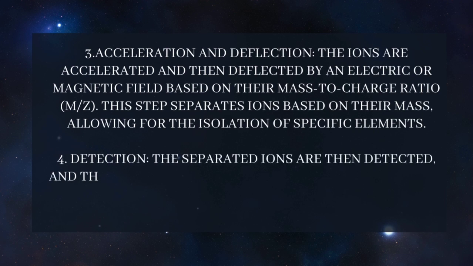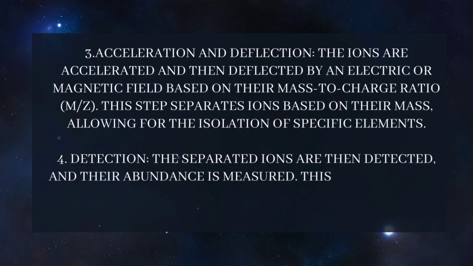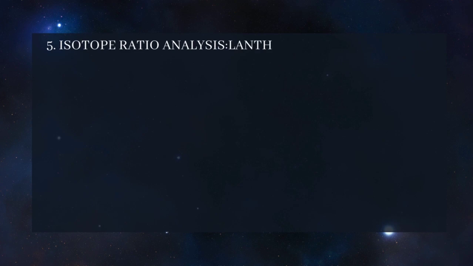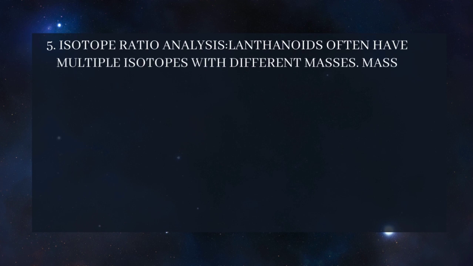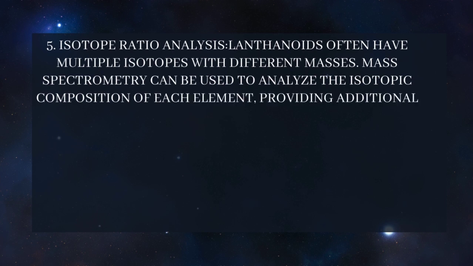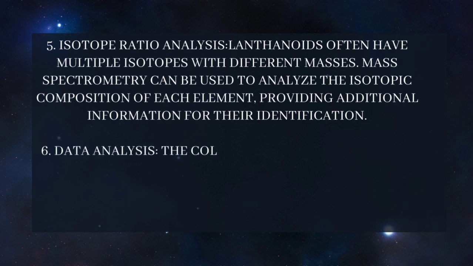Step 4. Detection. The separated ions are then detected and their abundance is measured. This data is used to identify and quantify the different elements present in the sample. Step 5. Isotope ratio analysis. Lanthanoids often have multiple isotopes with different masses. Mass spectrometry can be used to analyze the isotopic composition of each element, providing additional information for their identification.